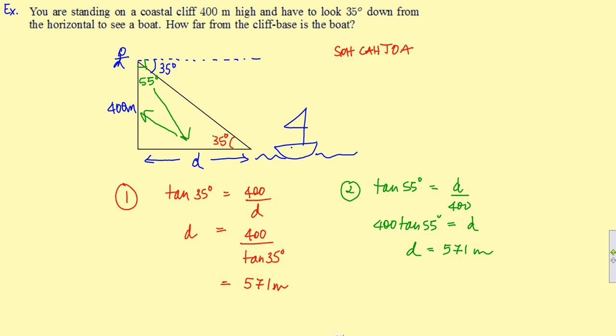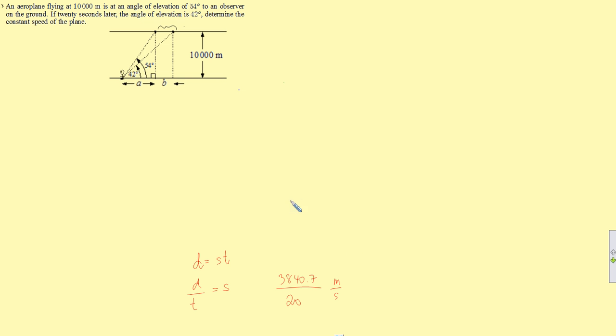Okay, let's take a look at some other examples. We have this example here, which I would say is far more complicated than the previous two examples. The example says that an airplane is flying at 10,000 meters at an angle of elevation of 54. So here is our 10,000 meters, the height, and our angle of elevation is 54. So it's right there, the 54.